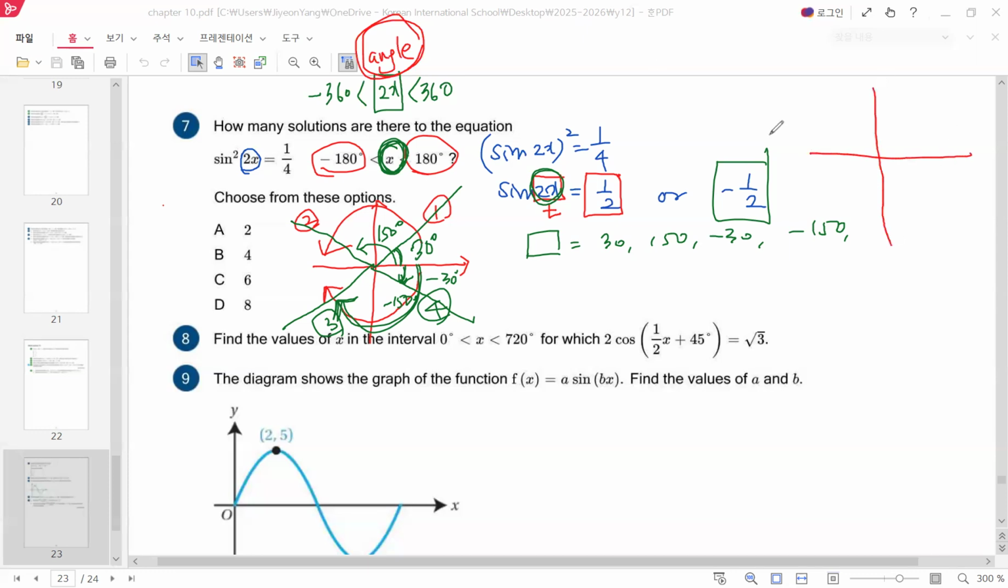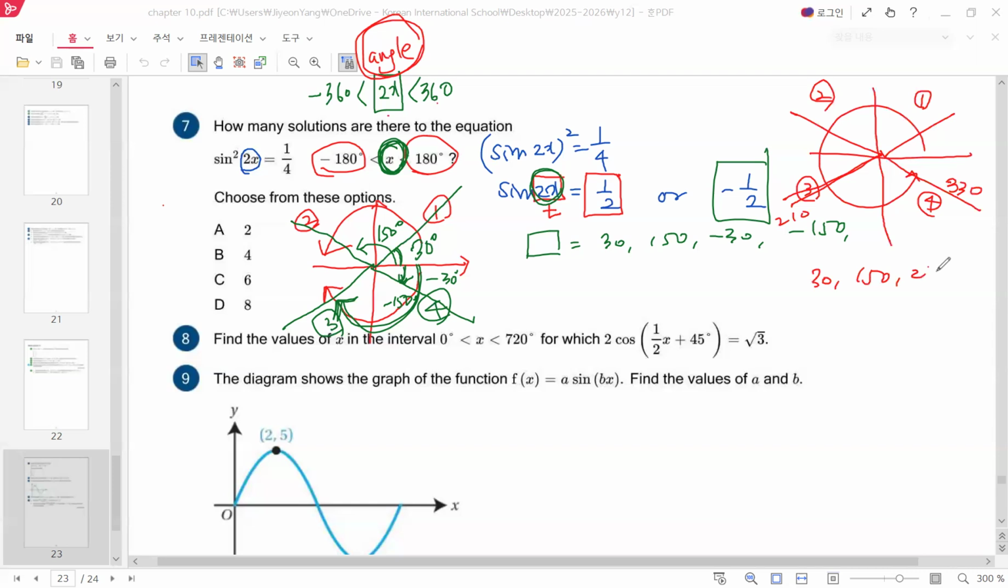So from 0 to 360 is just 1 full turn. So you need to find 1, 2, 3, 4, which means 30, 150, and then the positive angle, what is it? 210, and then what's this one? Yeah, 330. Thank you. So 30, 150, 210, and 330.